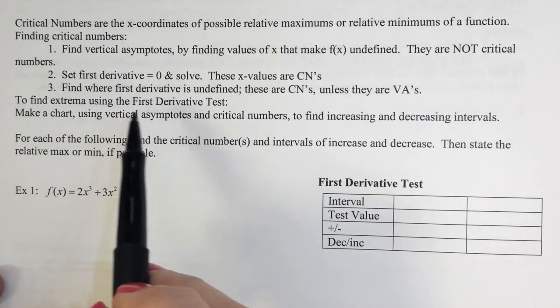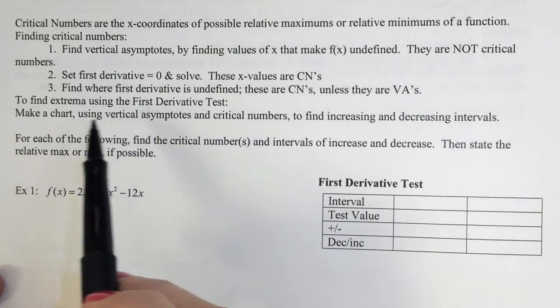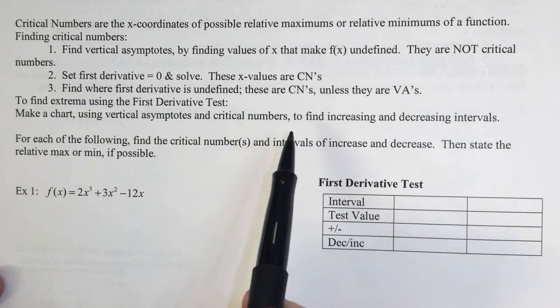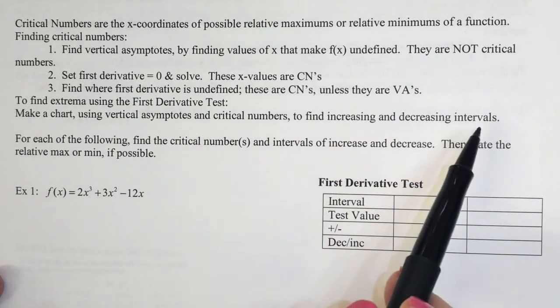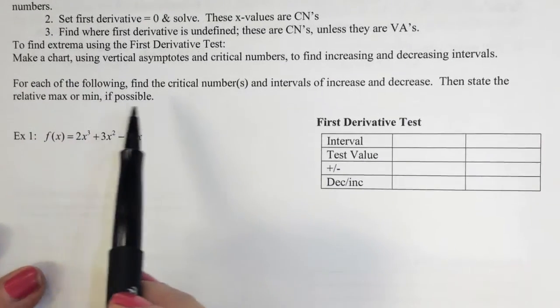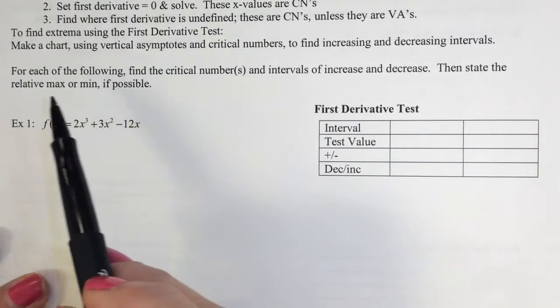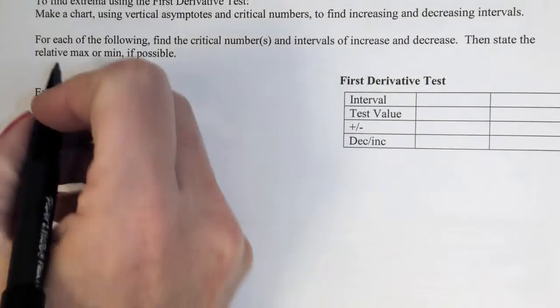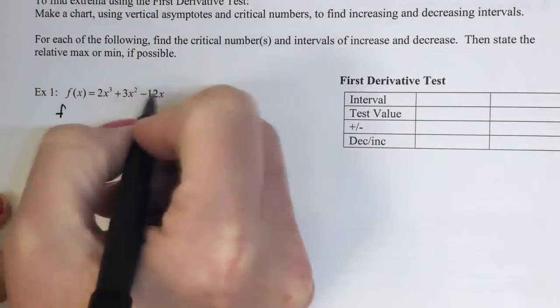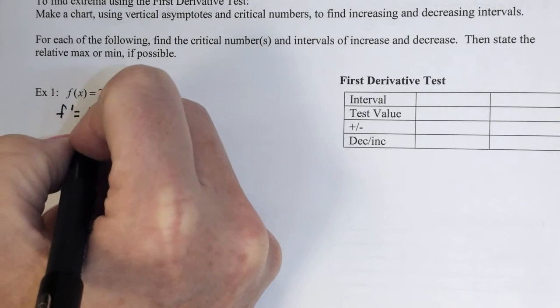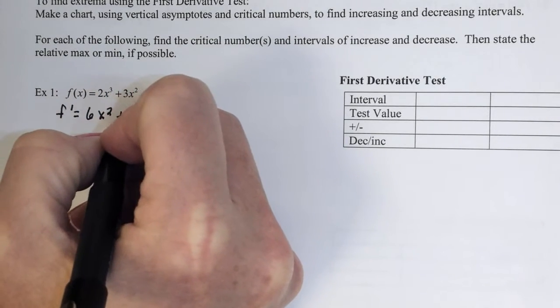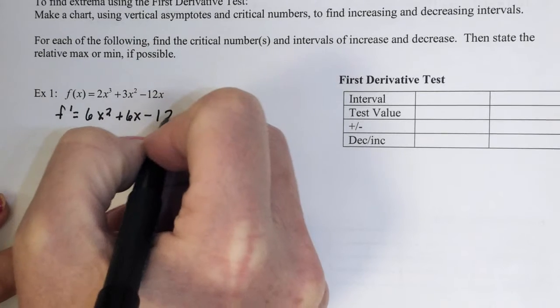To find extrema using the first derivative test, make a chart using vertical asymptotes and critical numbers to find increasing and decreasing intervals. For each of the following, find the critical numbers in intervals of increase and decrease, then state the relative max or min if possible. All right, so number 1, we've got our function here. We're going to take this derivative. We get 6x squared plus 6x minus 12.